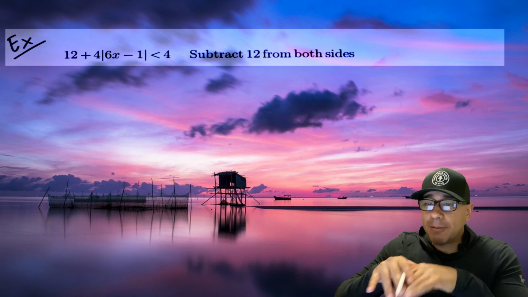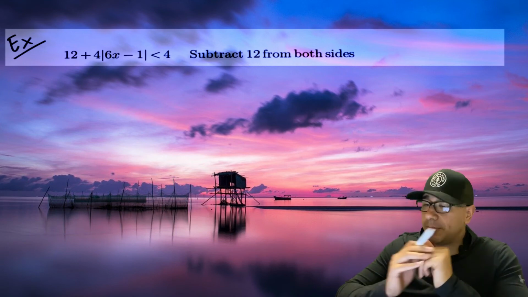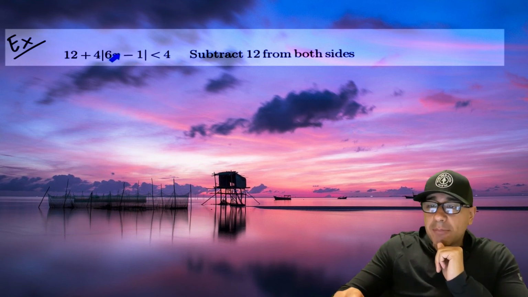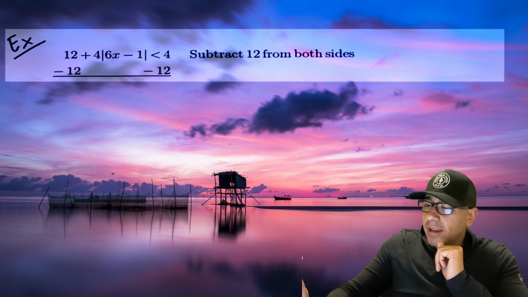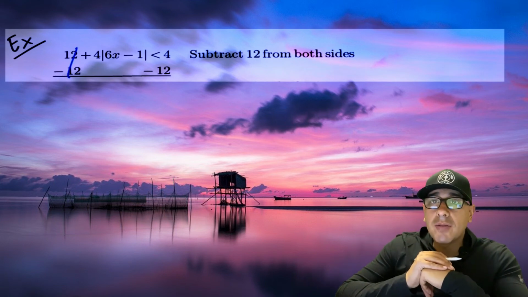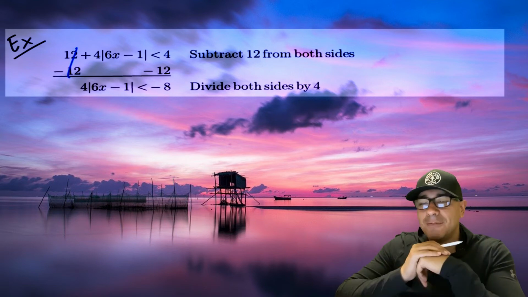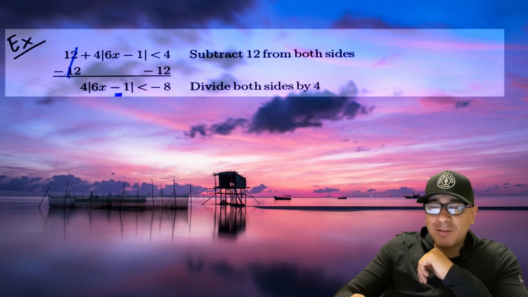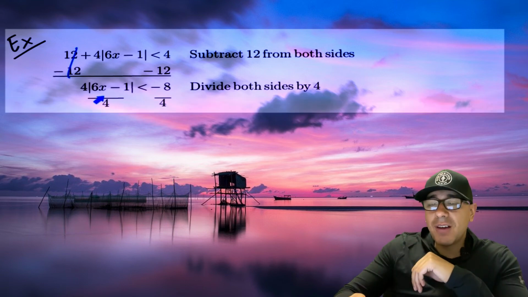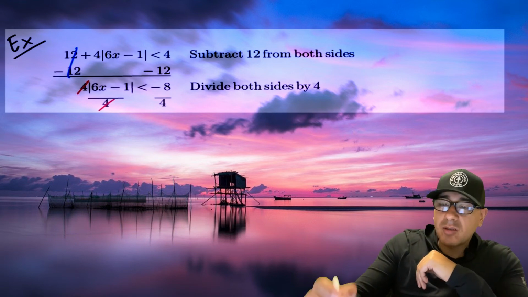Once again, we have this inequality and we're trying to solve for the absolute value. We need to get the absolute value by itself. So we're going to subtract 12 from both sides, because we want to cancel those 12s. So 4 times the absolute value of 6x minus 1 is less than or equal to -8. We want to get this absolute value by itself, so we're going to divide both sides by this 4 that's sitting out in the front. Let's cancel out that 4.